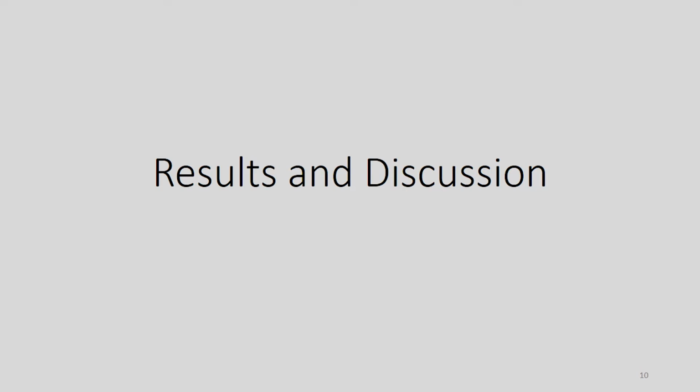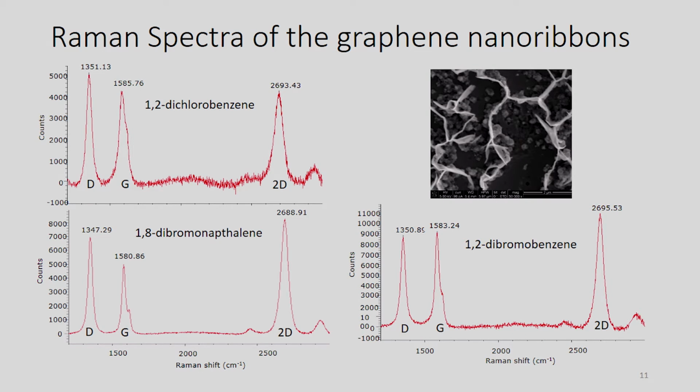Results and discussion. So this is an SEM image of the graphene nanoribbons that were grown. They're long and narrow like you would expect graphene nanoribbons to be. An important tool in characterizing the graphene nanoribbons is Raman spectroscopy.